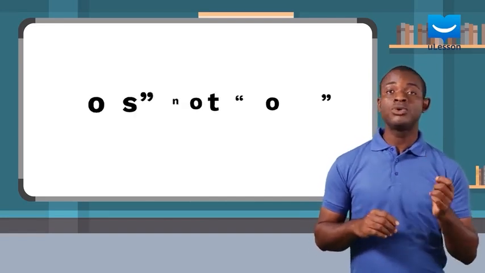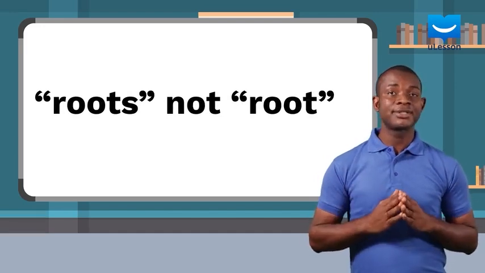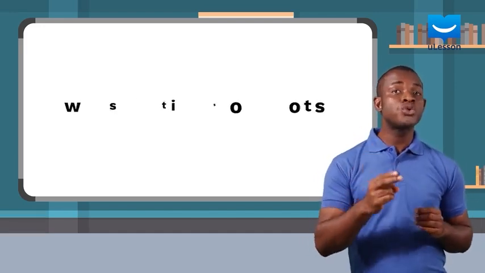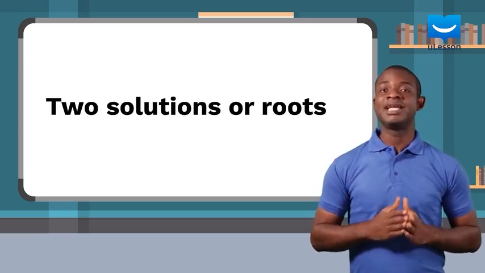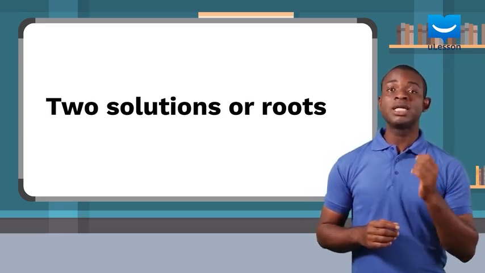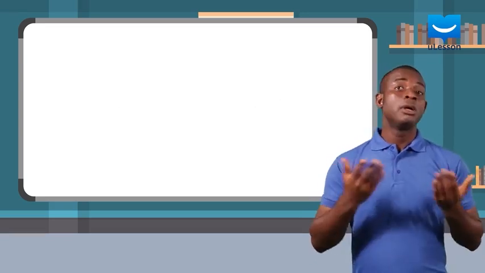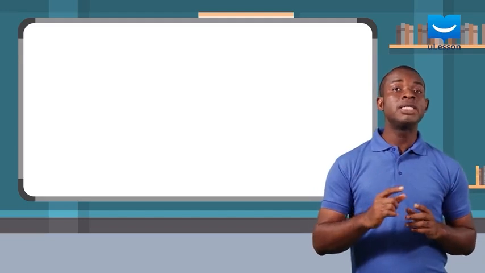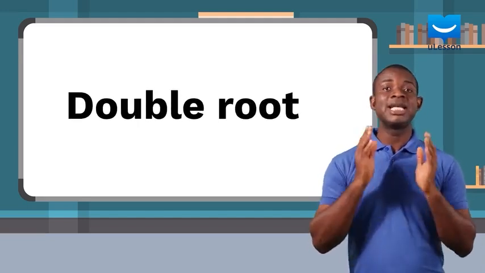Notice that I said roots, not root. This is because, unlike linear equations, quadratic equations have two solutions or roots, which may be the same or different values. That is, the roots of a quadratic equation may be two different numbers or a single number. Where there is only one number, we call it a double root, because the roots of the quadratic equation are the same number repeated twice. So, a quadratic equation always has two roots.